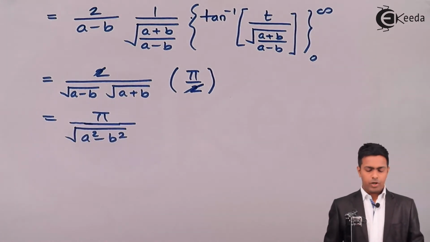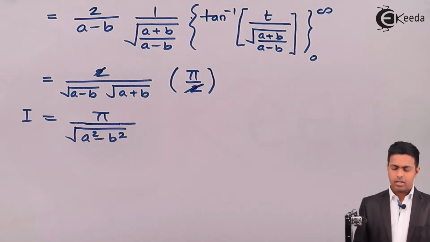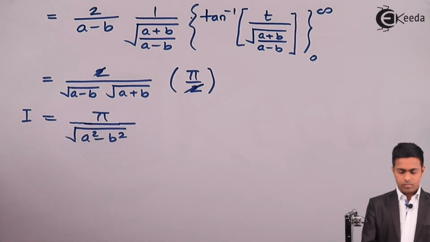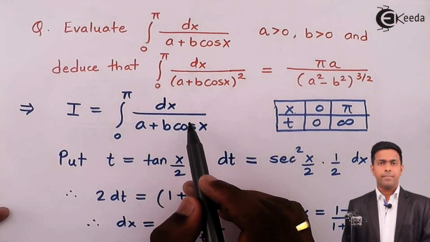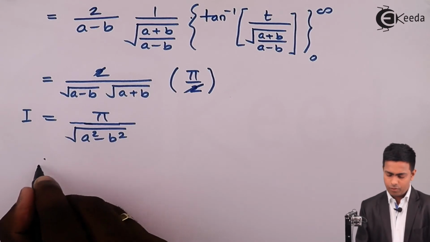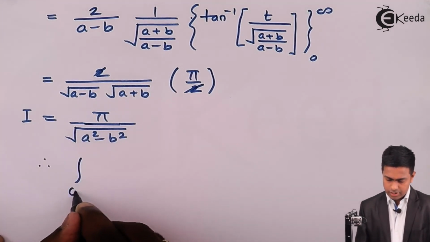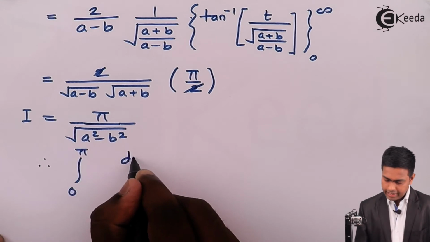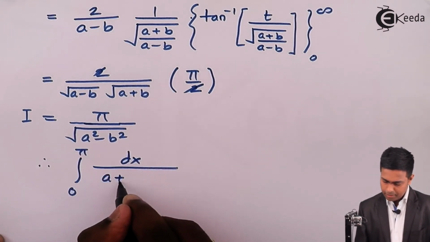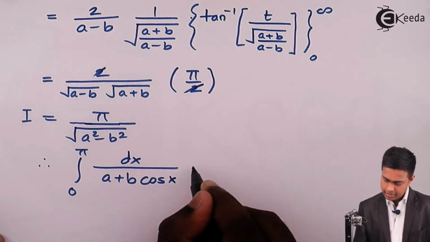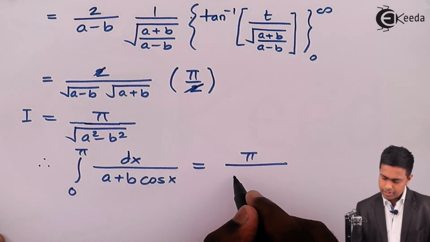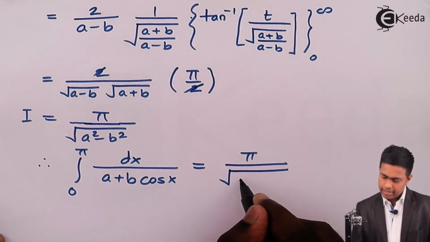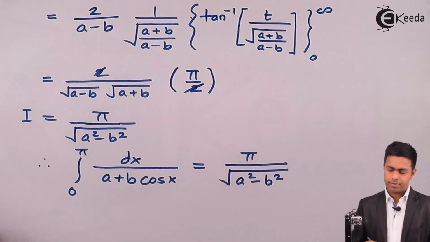So it means we got the value of the integration. Now we'll rewrite the integration. This was the value of I. So here I'll say therefore the integration from 0 to pi of dx upon a plus b cos x is equal to pi by the square root of a square minus b square.